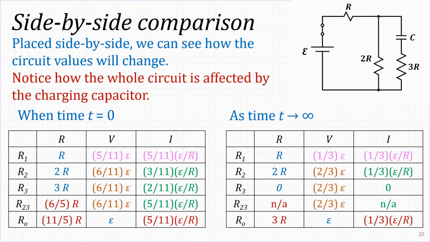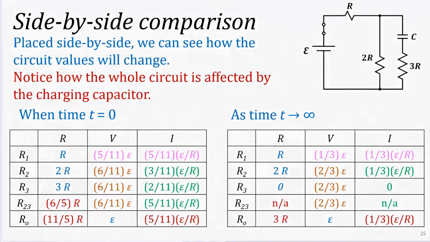Here's a side-by-side comparison of before versus after. We can see the voltage across the top R1 resistor drops from about 45% to 1/3, while the right side of the circuit increases from about 55% to up to 2/3, and without that far right resistor to help out, the total resistance in the circuit increases and the total current drops as expected.